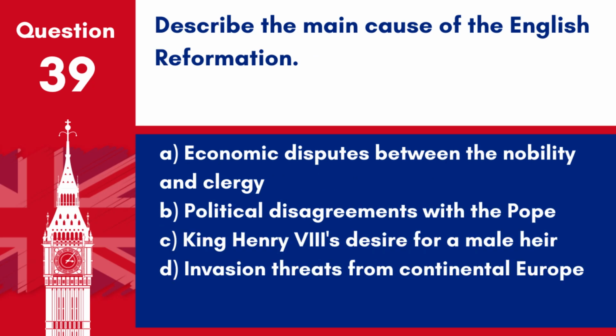Question 39. Describe the main cause of the English Reformation. A. Economic disputes between the nobility and clergy. B. Political disagreements with the Pope. C. King Henry VIII's desire for a male heir. D. Invasion threats from continental Europe. Answer: C. King Henry VIII's desire for a male heir. The main cause of the English Reformation was King Henry VIII's desire for a male heir, which led to his break with the Catholic Church after the Pope refused to annul his marriage.